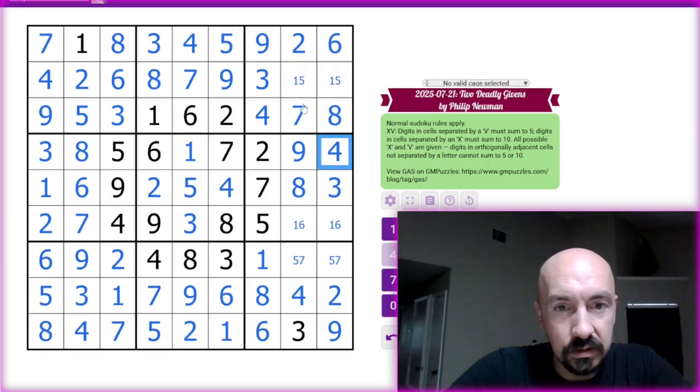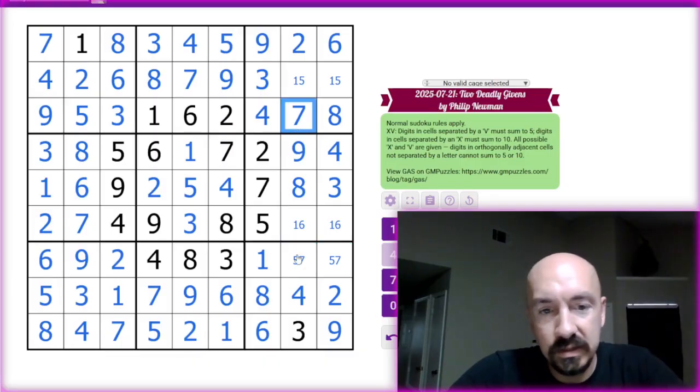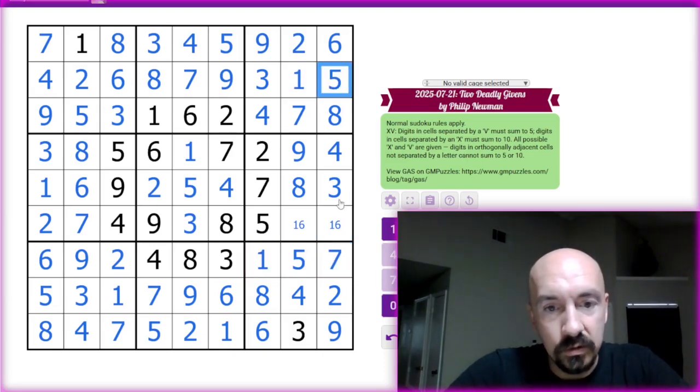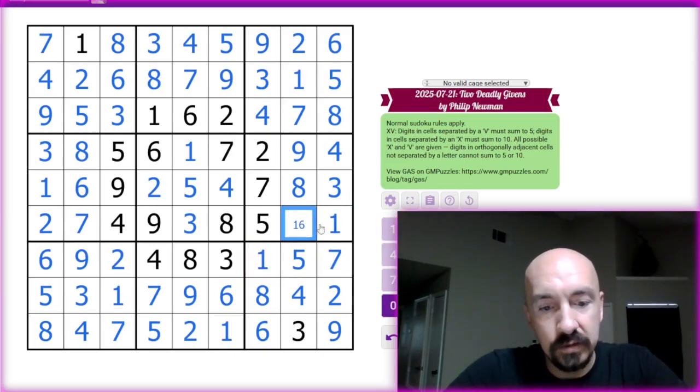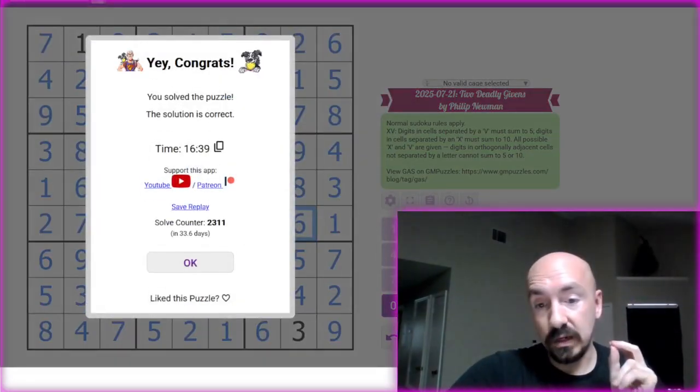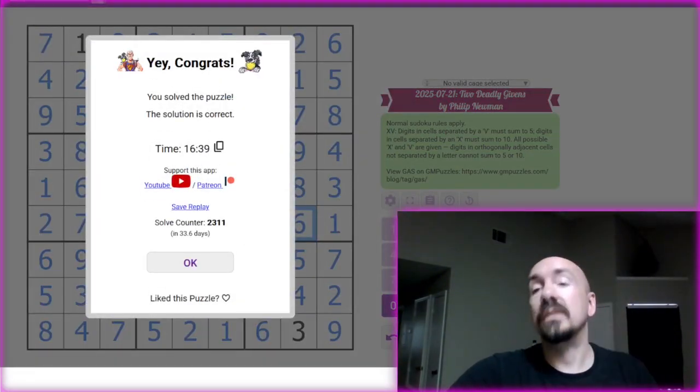What am I missing? What am I missing? I'm missing that 7. My word, what a doofus. That's a 5. That's a 7. So that's going to be a 1, 5. That's a 1. And finish off with a 6. Oh my goodness. That was a good puzzle by Phillip, but my goodness, I was not ready for it.